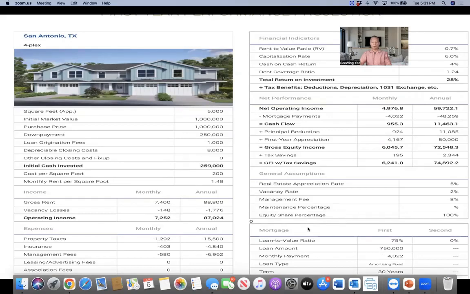At the end of the day, you put 25% down payment, which is $250K, plus closing costs, whatever, your total out of pocket is $259K. So therefore, at the end of the day, the monthly net cash flow is $955, almost $1,000. So per door, the monthly positive cash flow is around $250. So very ideal numerical metrics given today's real estate environment. So rent to value ratio is 0.7%, capitalization rate 6%, cash on cash return 4%, and total ROI at the end of the first year only is 28%.